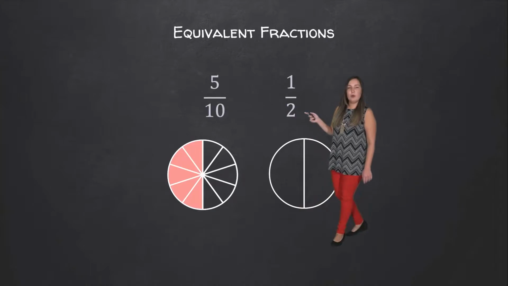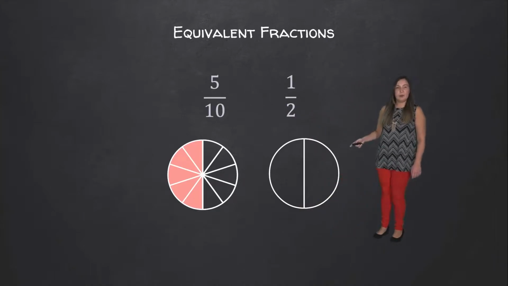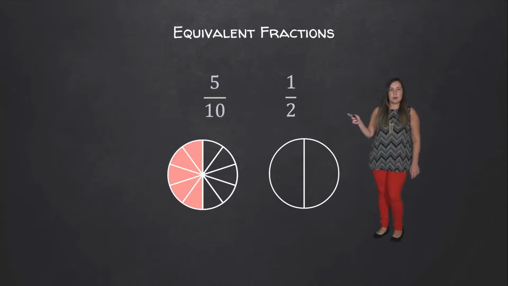And then we have 1/2. And here we have a model that's split up into 2 equal pieces. And in order to represent this fraction, we have to shade in 1 of those 2 pieces.